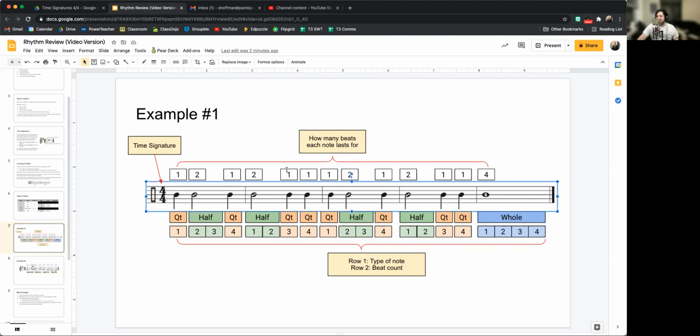So 1 plus 2 plus 1 is 4. That also checks out. We also have at the end the whole note, which is 4 beats in and of itself. There are no other notes that can fit in that measure. And that makes sense because 4/4, that's 4 beats. Everything works out.